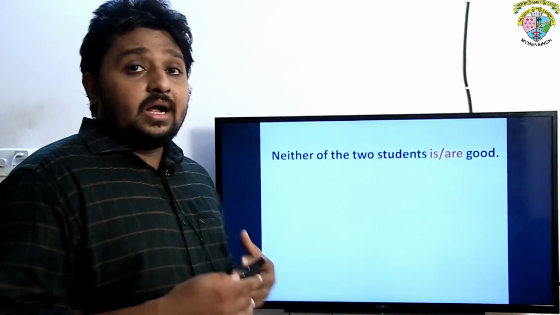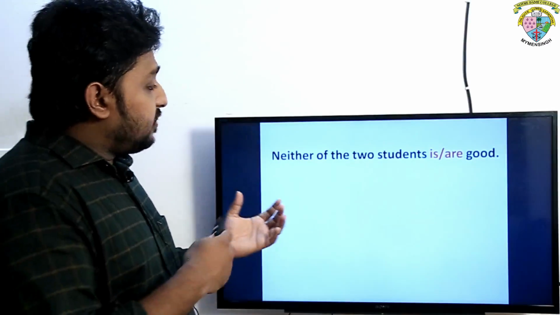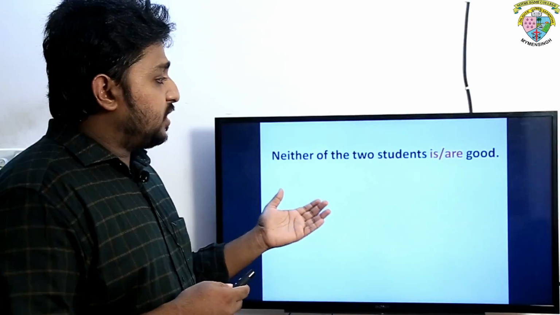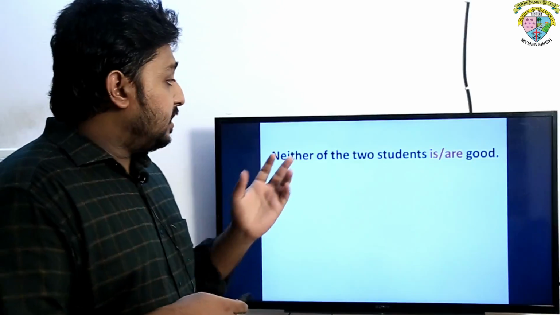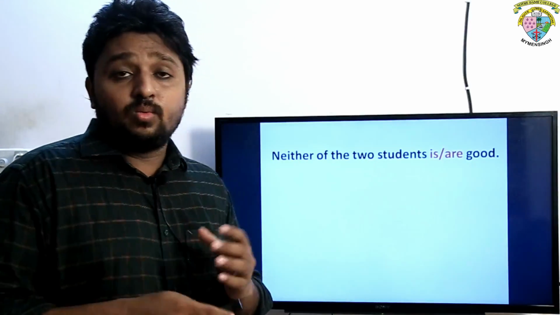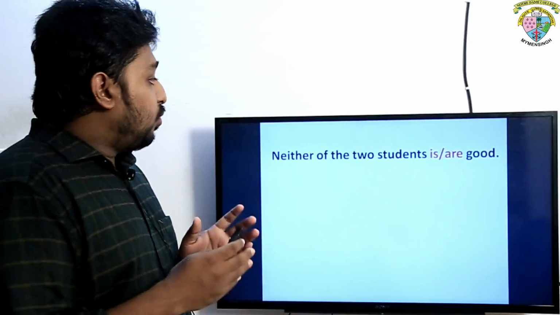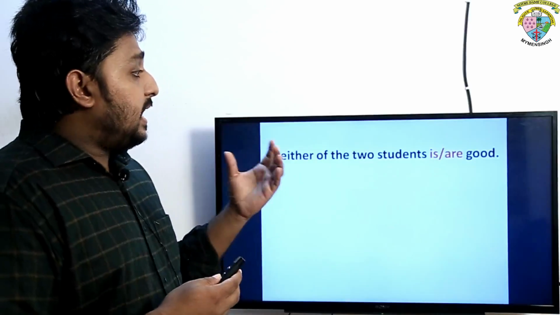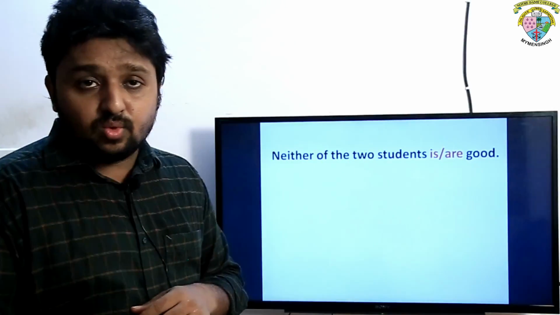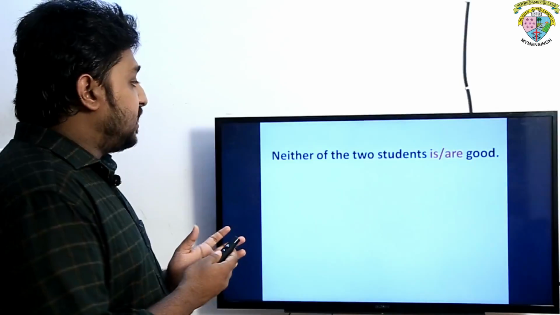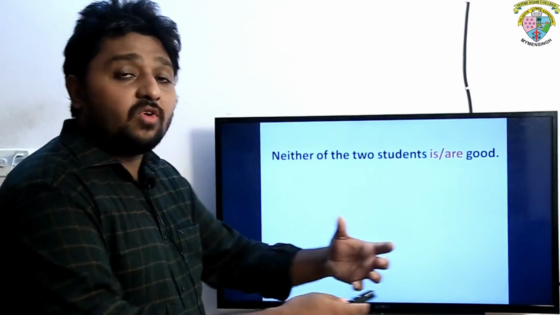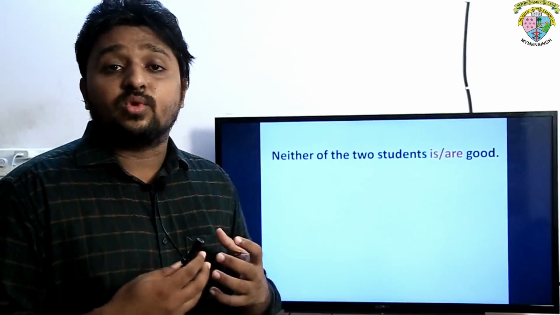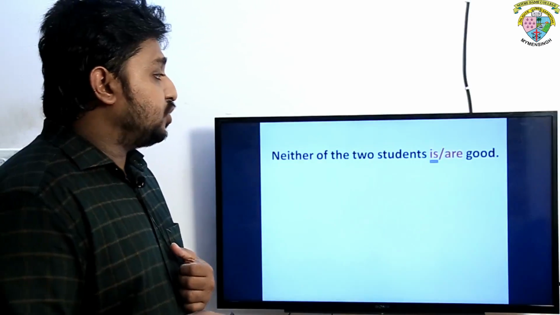So let's find out more hurdles. Look, here are very similar things, either, neither, but a little bit different. Neither of the two students is or are too good. What do you think? What is the answer? Actually, when you see "neither of" or "either of" before a plural noun, that time the verb should be singular. Once again, I want to repeat: when you see neither of, either of before a plural subject or plural noun, that time definitely the verb will be singular. So the correct answer should be "is".